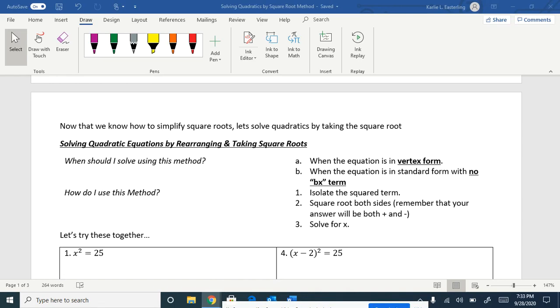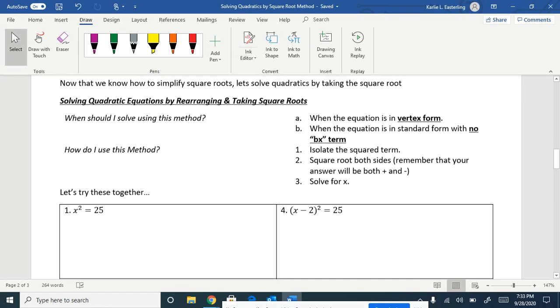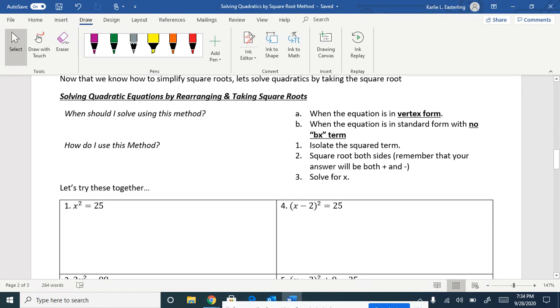Now that we know how to simplify square roots, let's solve quadratics by taking the square root. So, solving quadratic equations by rearranging and taking square roots. When should I solve using this method? You should use this method when we are in vertex form, which hopefully you remember from the last test. If not, I will write it up here so you can remember. It's when f of x equals a(x minus h) squared plus k. Or when the equation is written in standard form with no bx term.